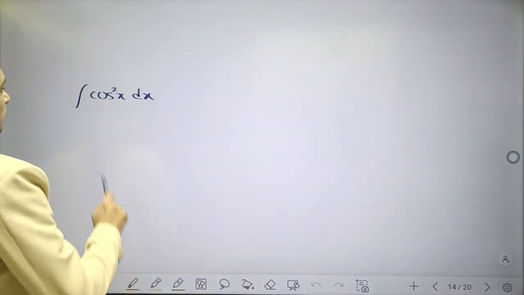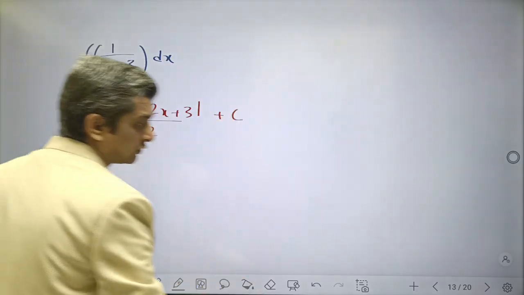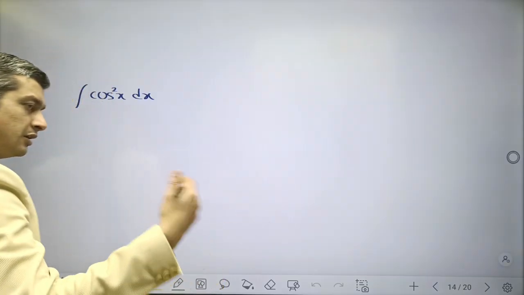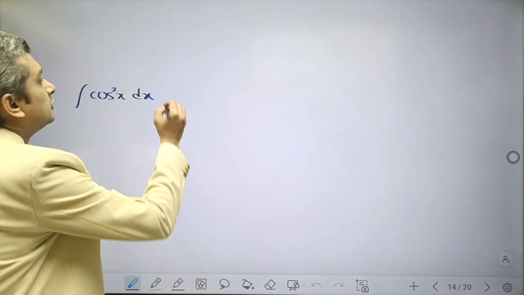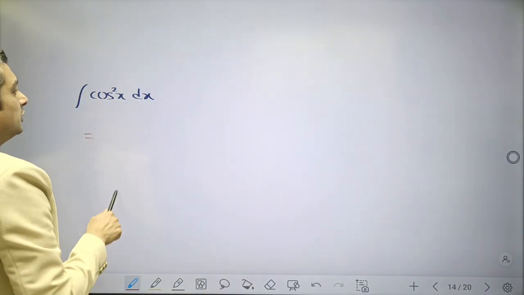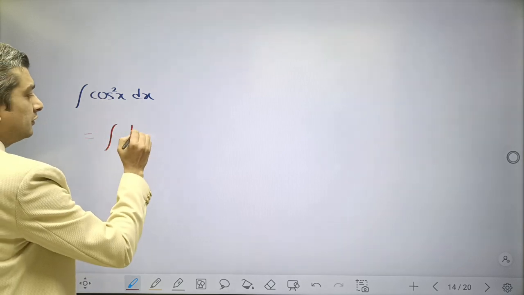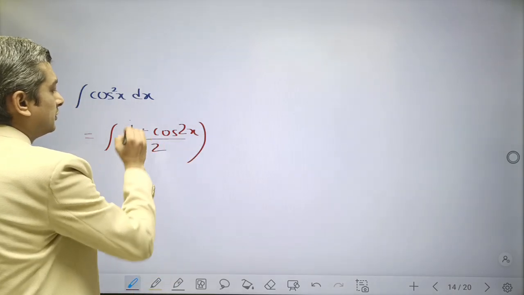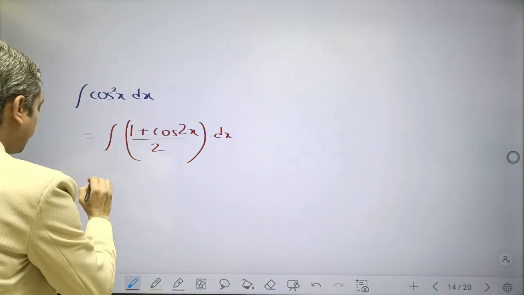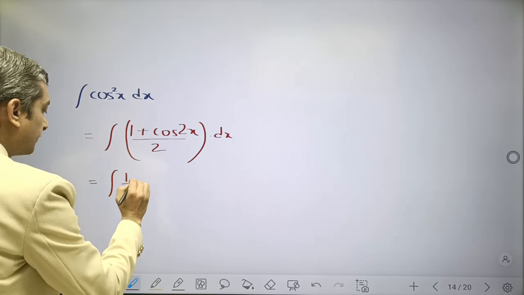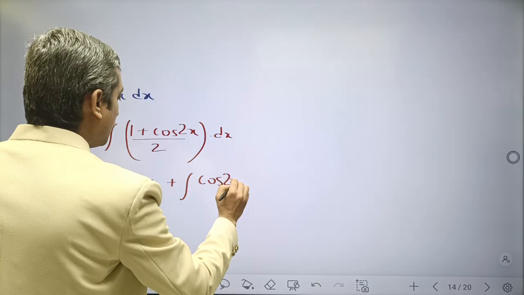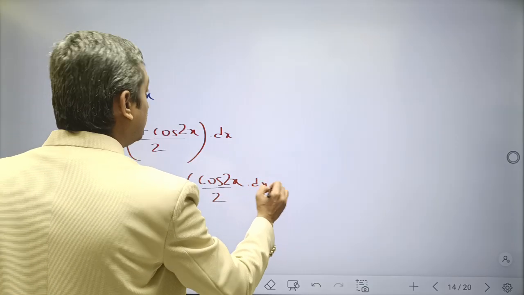Cos square x. Here the limits are not applied, so we put the constant of integration c. Again, here the limits are not applied, so whatever result we get will be added to the constant of integration. So this can be written, using the trigonometric formula, as 1 plus cos 2x whole divided by 2, isn't it? So this can be written as integral 1 by 2 dx plus integral cos 2x by 2 dx.